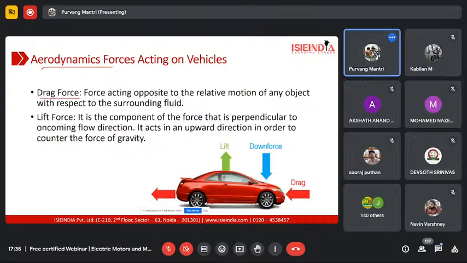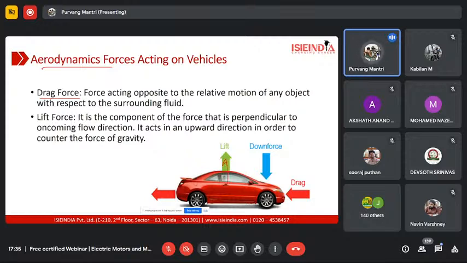One is drag force. Drag force is the force acting opposite to the motion of any object which is surrounded by a fluid, and in our case, the fluid is air. As our cars are submerged in air, there will definitely be some resistance force acting on the vehicle when it is moving through the air, and that particular force is known as drag force. And then there is lift force, which is a resultant force due to the drag force.